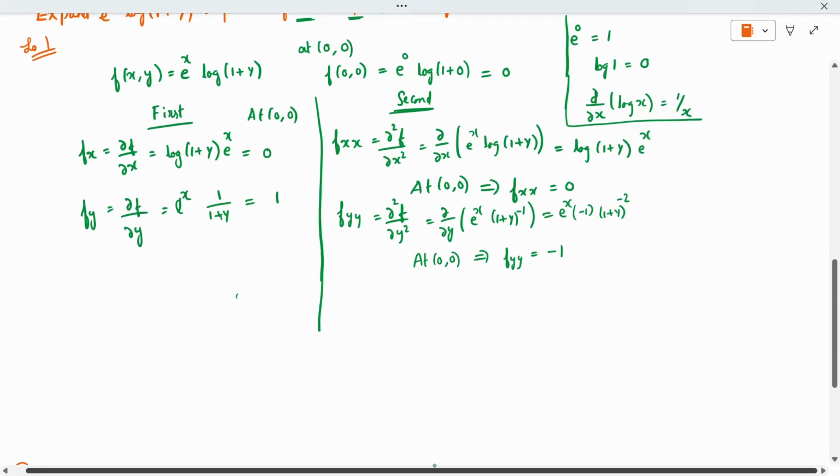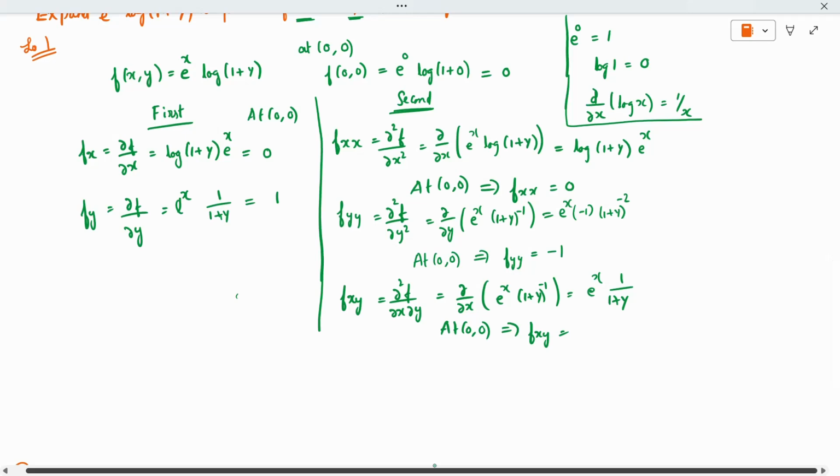Same way, fxy. Fxy is nothing but ∂²f/∂x∂y, ∂/∂x of e to the power x into 1 plus y the whole power minus 1. When I do it, this is a constant because x only we are differentiating. E to the power x is e to the power x only. So e to the power x divided by 1 plus y. Now at (0, 0), e to the power 0 is 1, and y is 0, so 1. So fxy is 1. So calculated.